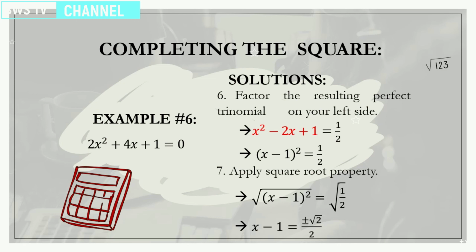So take the square root of both sides, and then x minus 1, what will remain is positive negative square root of 2 over 2. So how come from square root of 1/2 it becomes positive negative square root of 2 over 2? So here is the process how it becomes like that.